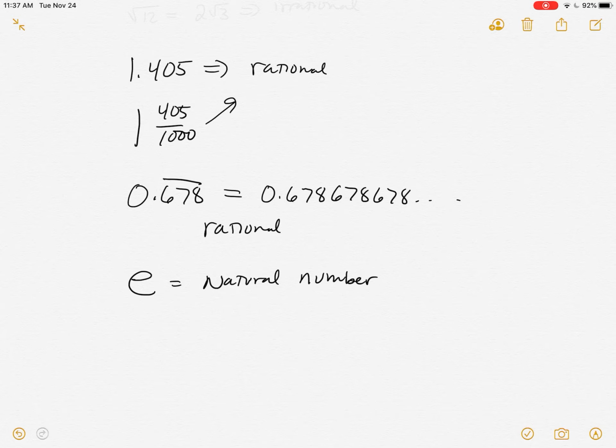And E is 2.718281828, and you think you have it, but then they throw in a 4-6, and there is no repeating pattern. E is like pi. It's irrational. So then that's what's happening. They're just giving you a bunch of numbers.